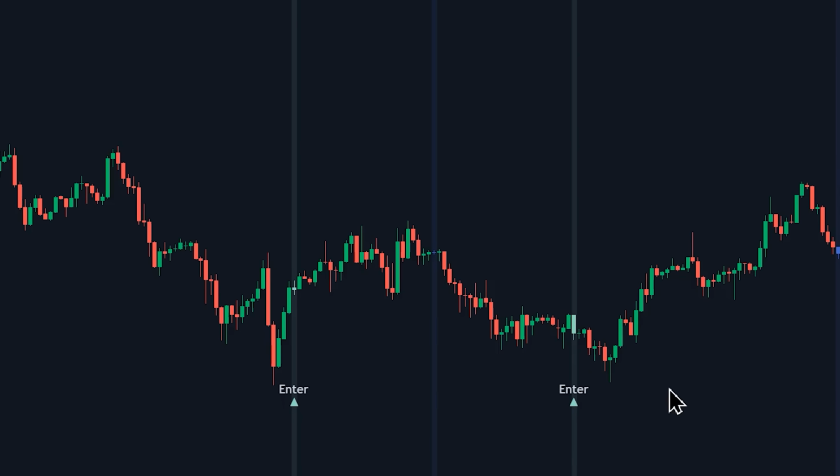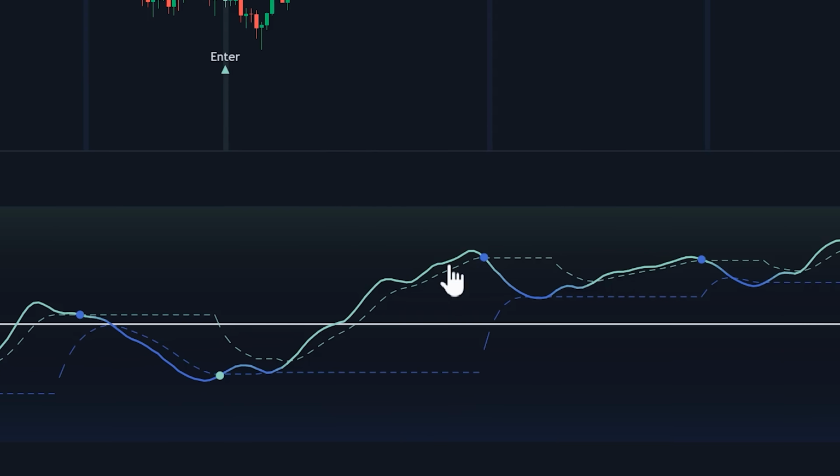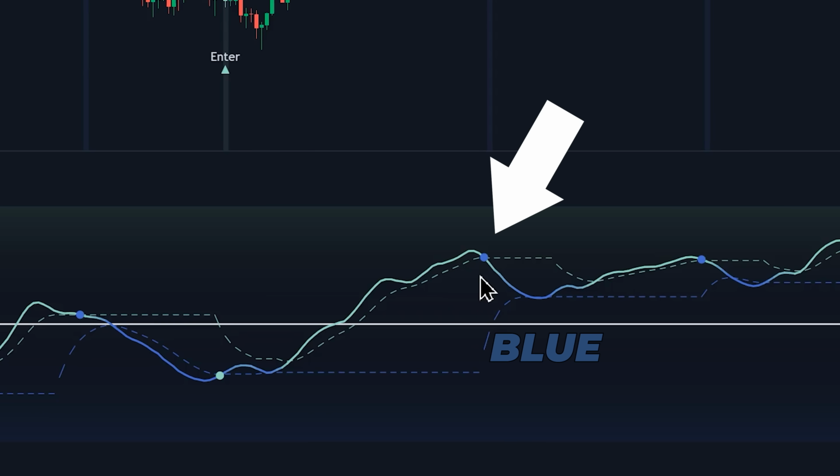Conversely, whenever the DSL Oscillator crosses below the upper DSL line and this crossover happens above the 50 level, this indicates a sell signal and a blue dot is going to be printed.